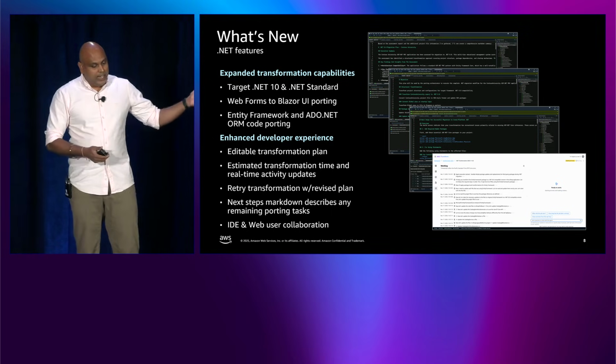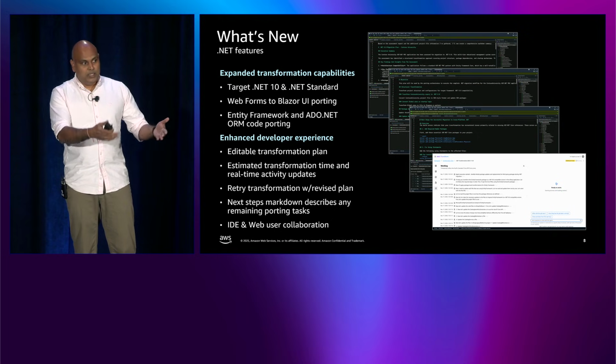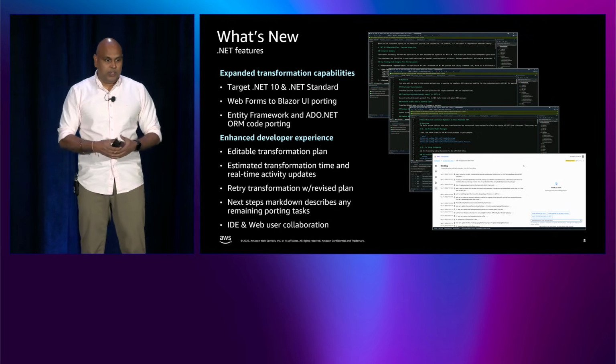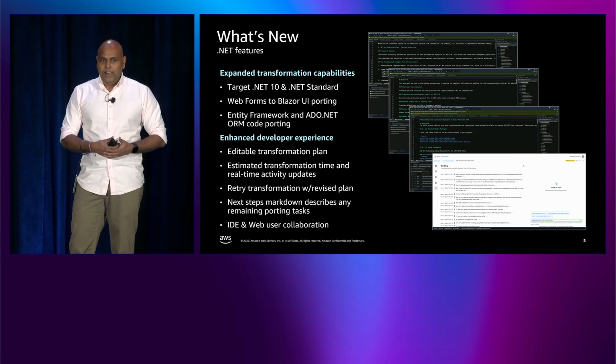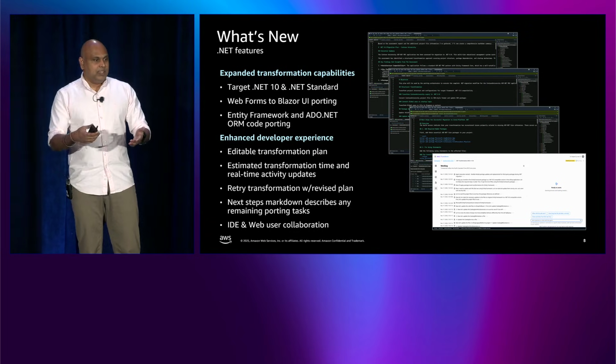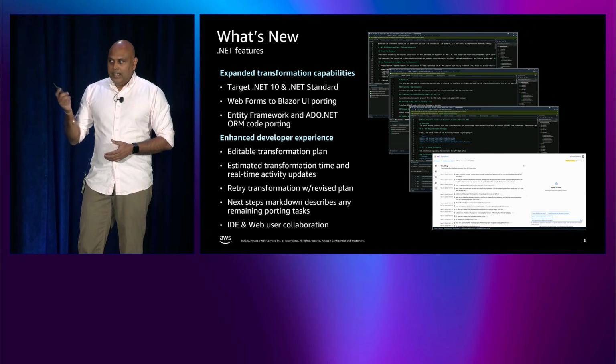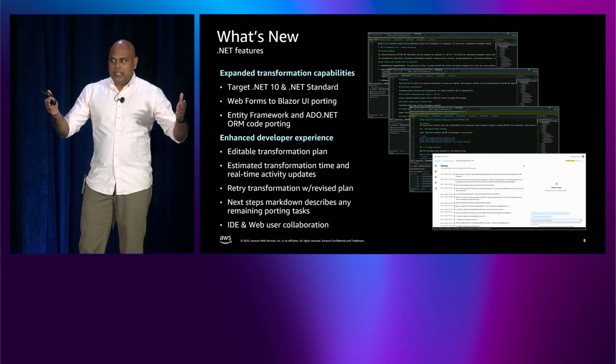And also, there is Entity Framework and ADO.NET ORM support. Essentially, if your code was written for database access in the framework with Entity Framework or ADO.NET, we are able to port those corresponding changes to .NET 8 as well. If we didn't do this, customers would have to go and make these changes manually. With the agentic experience, customers are able to take advantage of that. And that is only the feature capabilities, right?